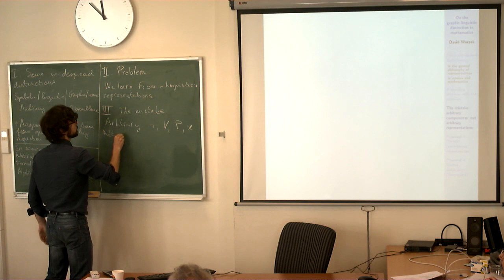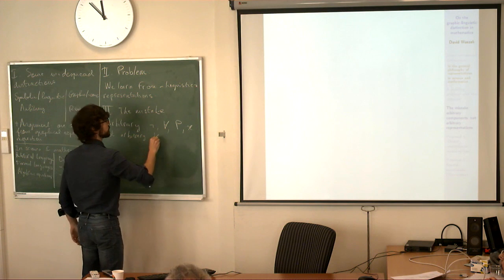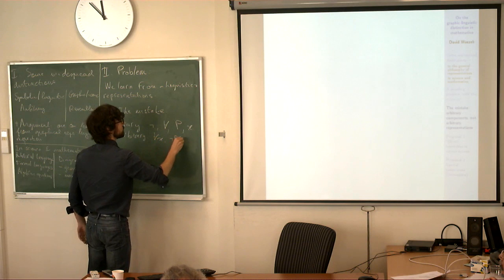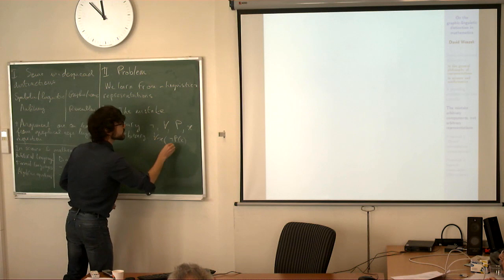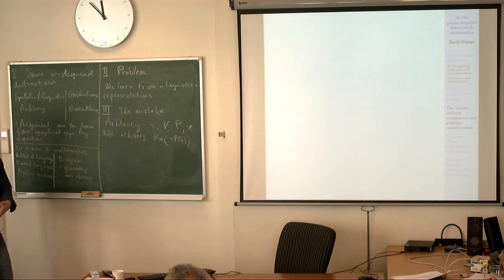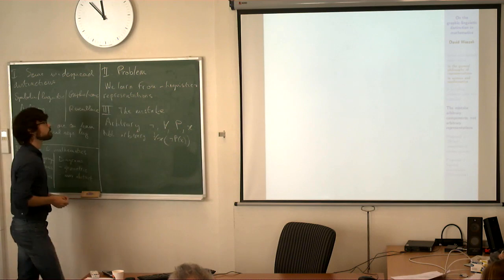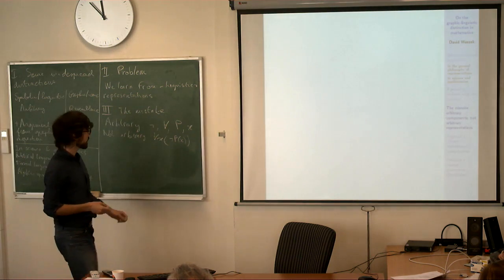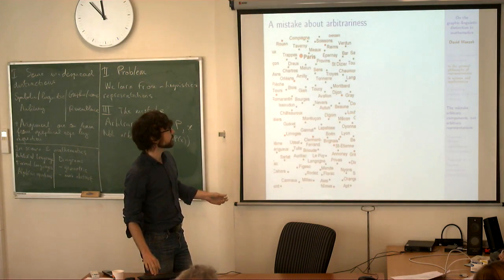But if I consider a complex expression, like, I don't know, for all x, not p of x, or something like that, this is not arbitrary at all. This is a structured expression. It has a lot of structure, interesting structure. So, to make the point even clearer, I'm going to say that this is not so different from some graphic representations.